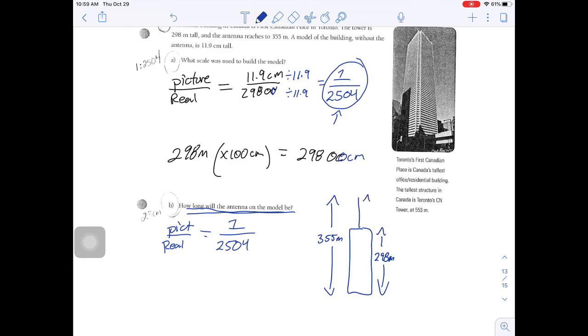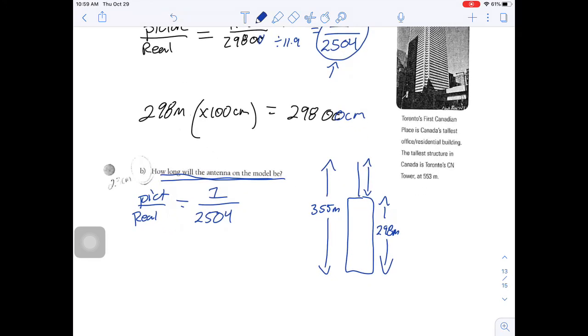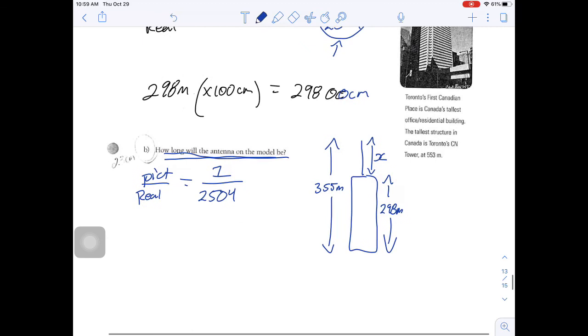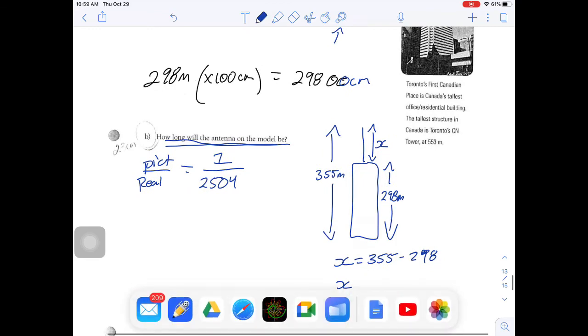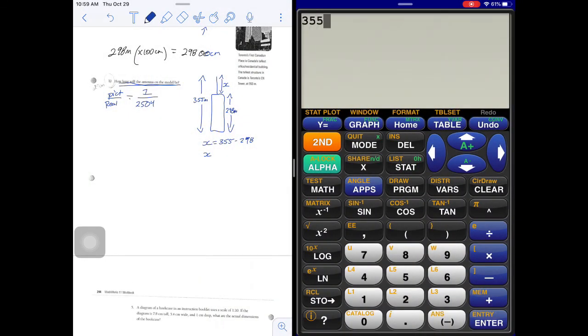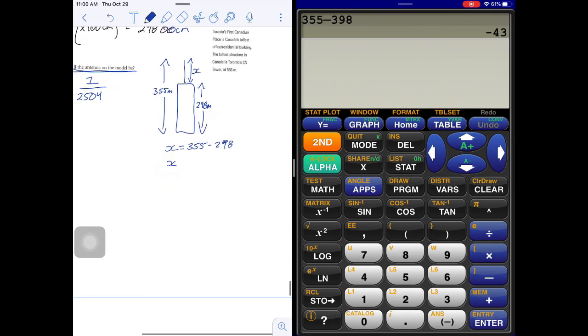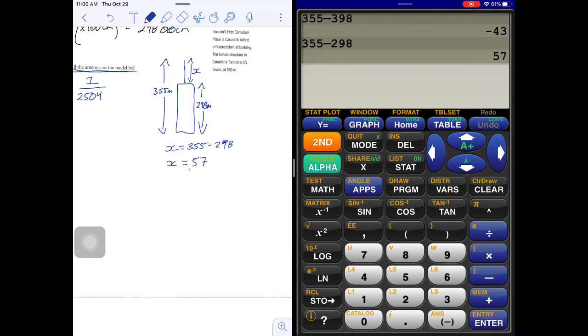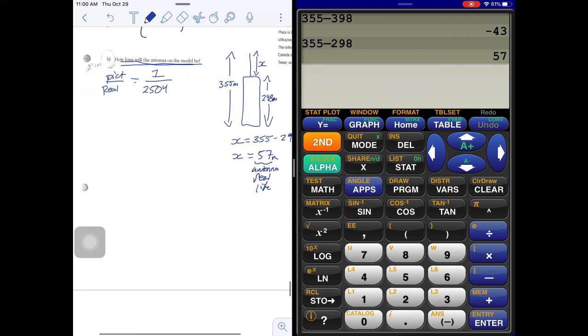So now it wants to know, how long should I make this on my drawing? Well, first I have to find that. So I'm going to find x here. And x is simply going to be 355 minus 298. Okay, and remember, that is the height of the antenna there. So here I'll get 355 minus 298. Oh, I accidentally plugged in the wrong number there, minus 298. And that equals 57. So this is the antenna in real life. And remember, that's meters, okay?